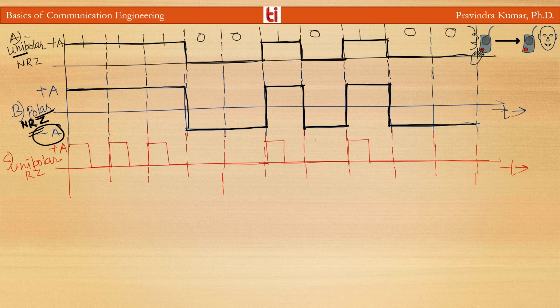Now next is unipolar RZ. RZ means return to 0. Pulses return to 0 in the middle of the pulse duration. So here for the 1, the pulses will be at plus A amplitude, but at the middle of the pulse, the pulses will return to the amplitude 0, and it will remain so for another half cycle. Again for the data 1, the pulses start from A and stay up to half of the duration of the bit, and in the next half duration it will return to 0. So that's why it is return to 0, RZ.